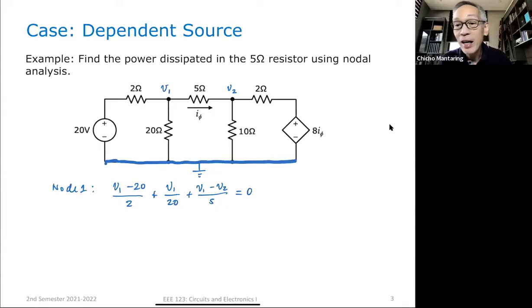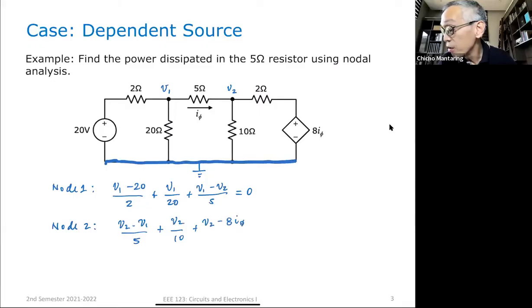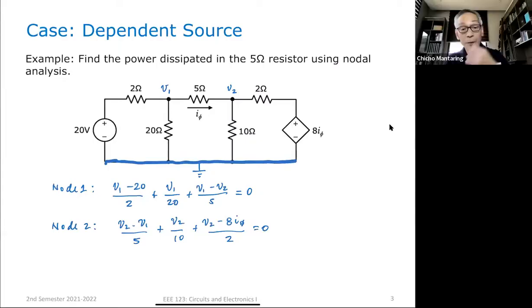Let me ask Tim to give me the nodal equation for node 2. V2 minus V1 over 5, plus V2 over 10, plus V2 minus 8 I sub t over 2, equal to 0. That's right. So these are the 2 nodal equations I have for the two essential nodes that I have labeled.